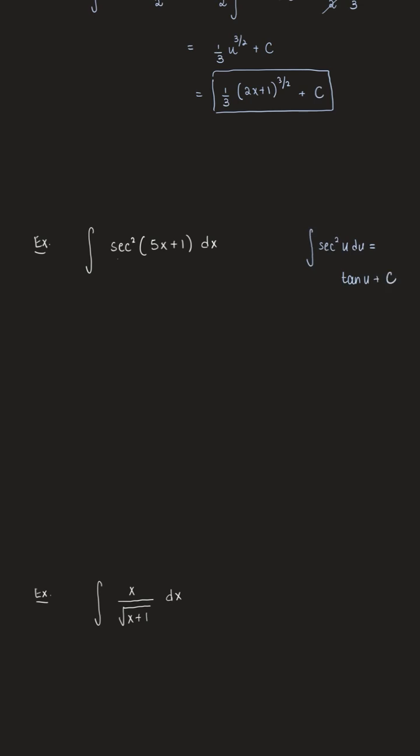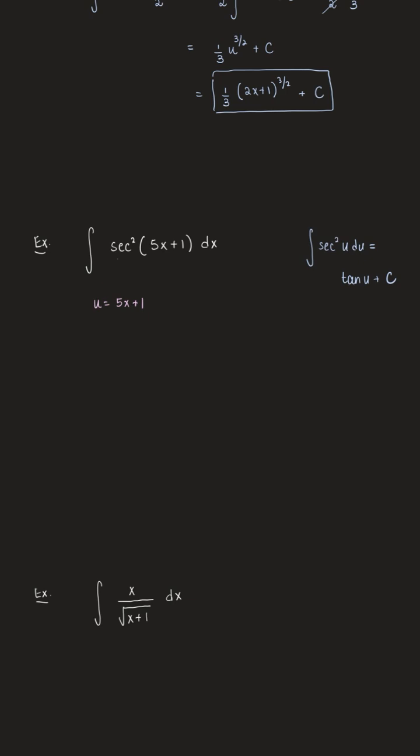So in this example, even though there's more than one composition, it would be useful to let u be the very inside 5x plus 1, and keep the secant squared as our outside function, because that's what we're going to be anti-differentiating. So that's what I'm going to do. I'm going to let u be 5x plus 1. And okay, it almost looks like we don't have its derivative there, but if du is just a constant times dx, we can handle constants and just factor them out.